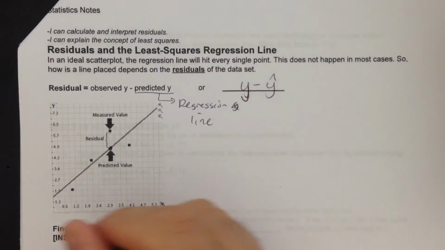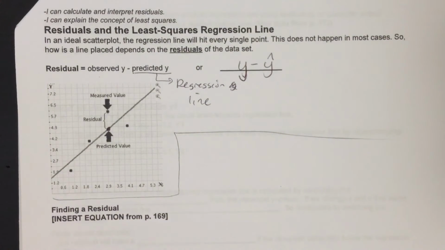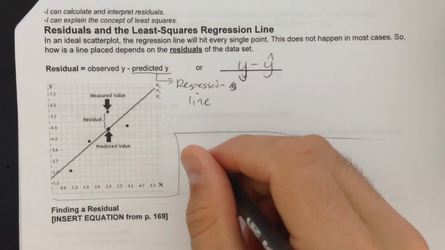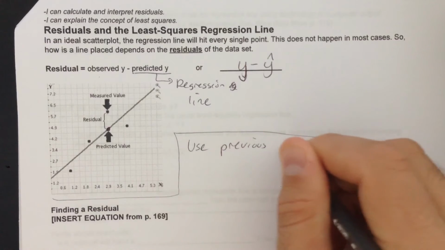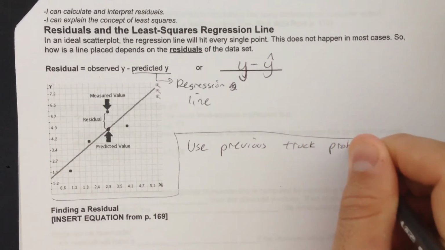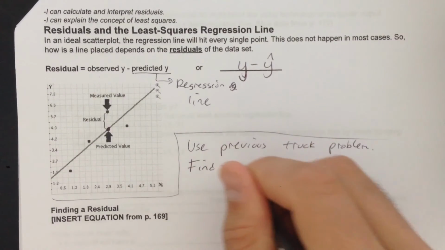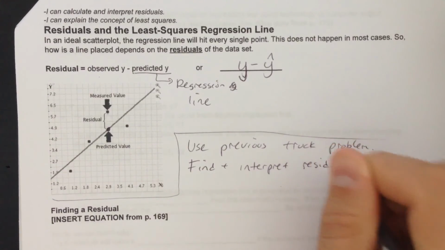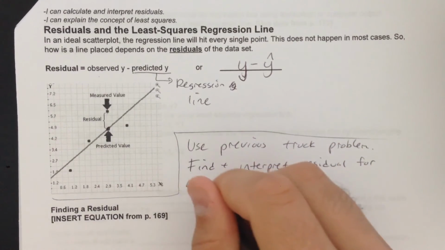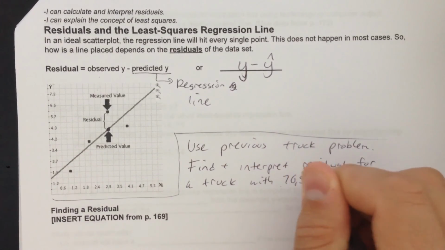So let's move on to another example from the book. This is not the graph of the example from the book. We're going to use the same exact truck problem as before, using the same equation. So we're going to use the previous truck problem. You're going to find and interpret the residual for a truck with 70,583 miles.